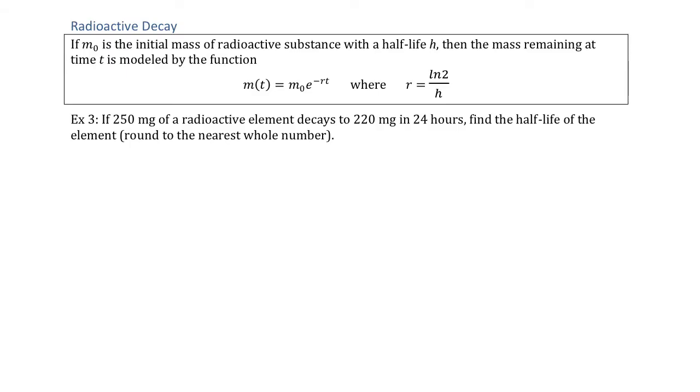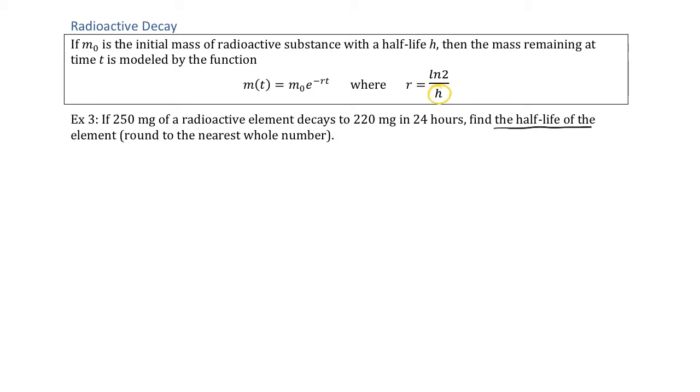All right, now let's look at what happens with radioactive decay. So this can model how radioactive substances decrease over time. It also is how medication decreases in our body over time, things like that. So let's say that we have 250 milligrams of a radioactive element, and it decays to 220 milligrams in 24 hours. Find the half-life. So we want to find this half-life right here.